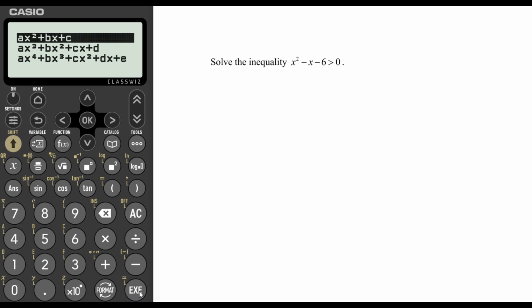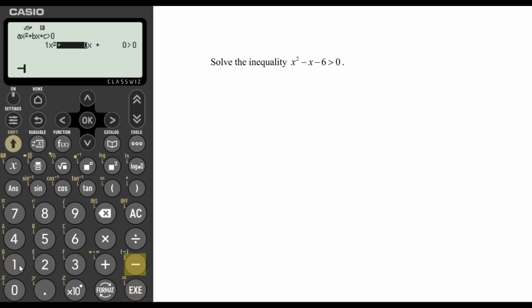Selecting the first option for quadratic inequalities, we now need to match up the type. We have something greater than 0, so that's the first type here. So we have 1x squared subtract 1x subtract 6 being greater than 0. Our calculator displays for us the solutions. x is less than -2 and x is greater than 3.